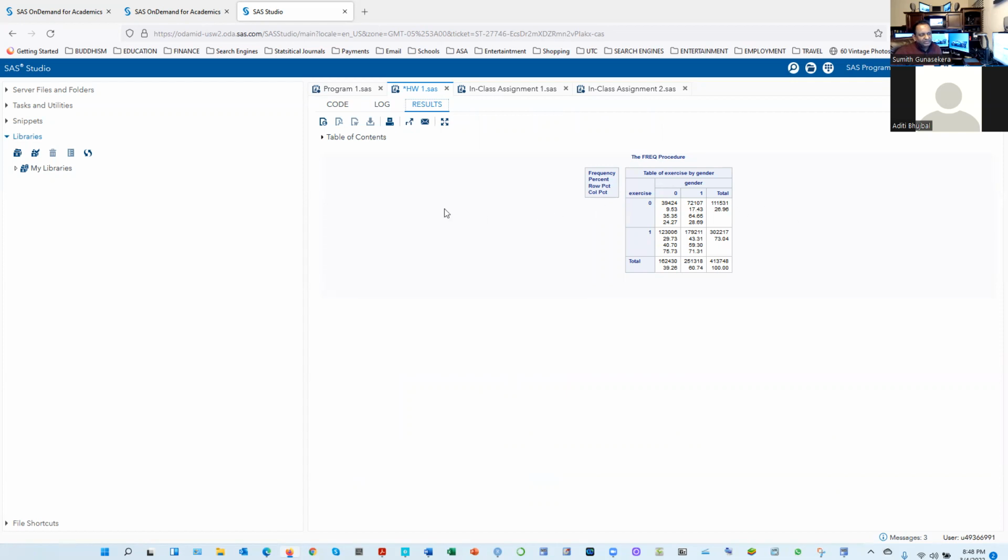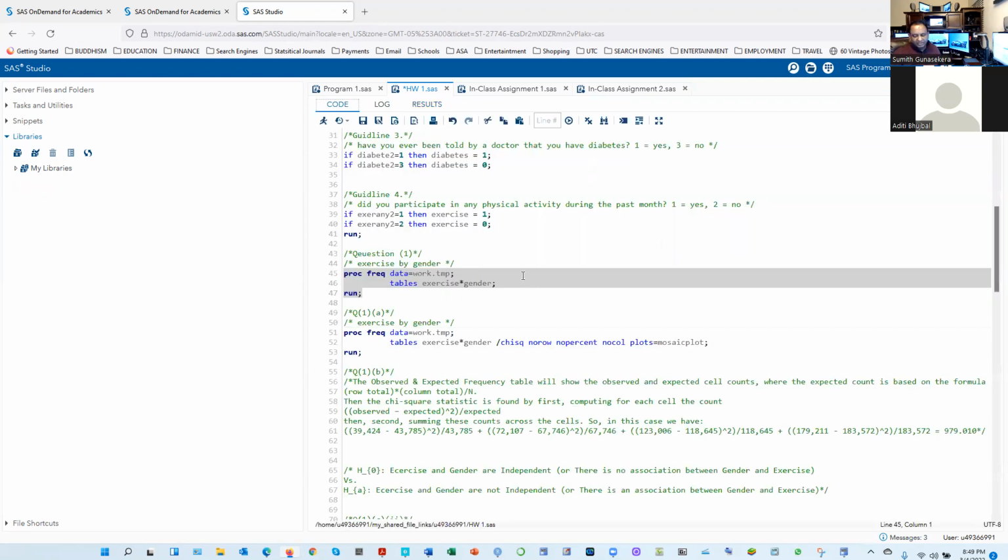Explain it this way. Most of the time, you have males and females who are not doing exercise, and males and females who are doing exercise. Here both are doing exercise. Here, this female is doing exercise. These are not doing exercise. Okay, have a look at that.